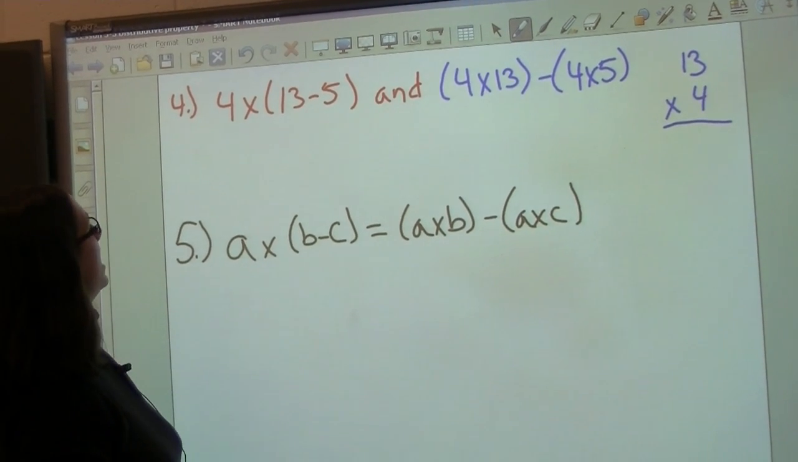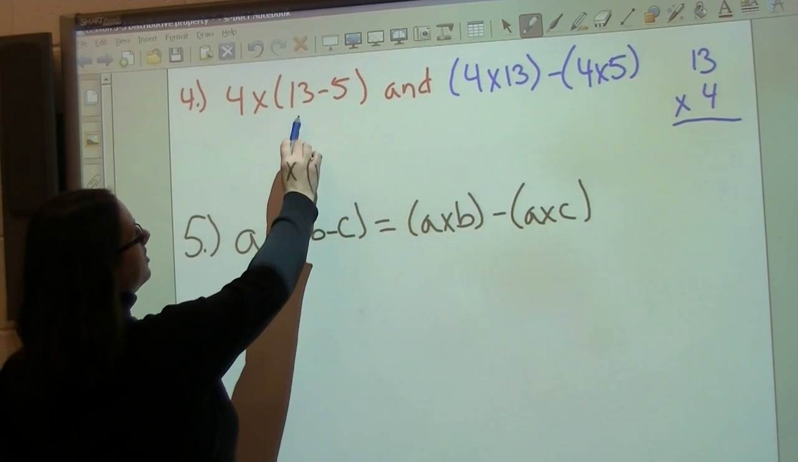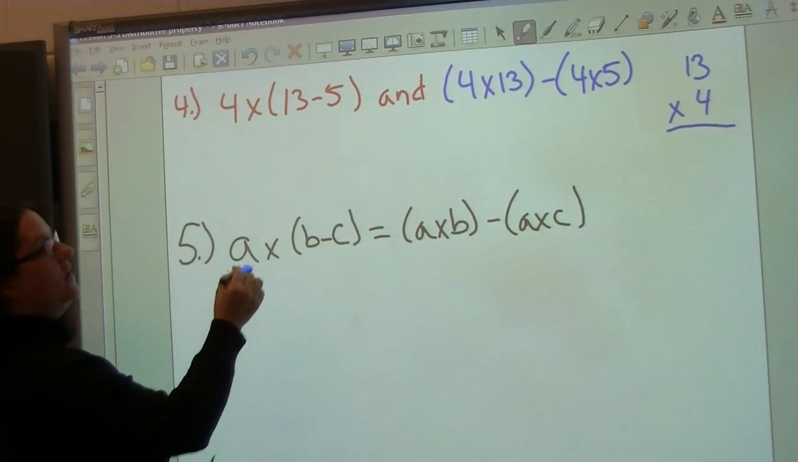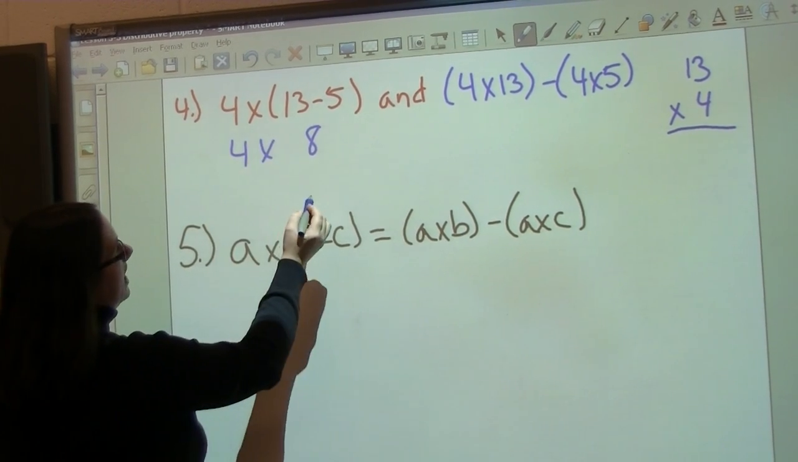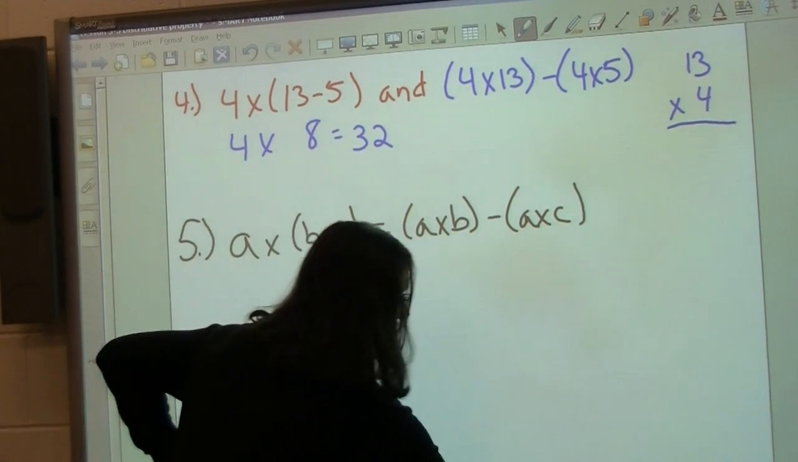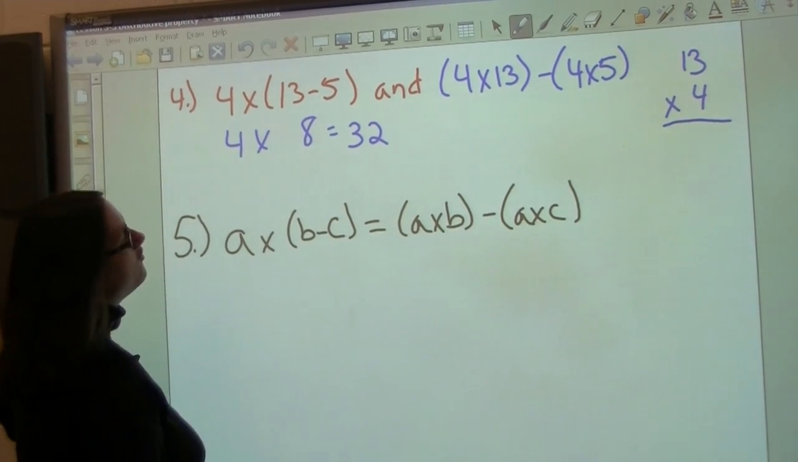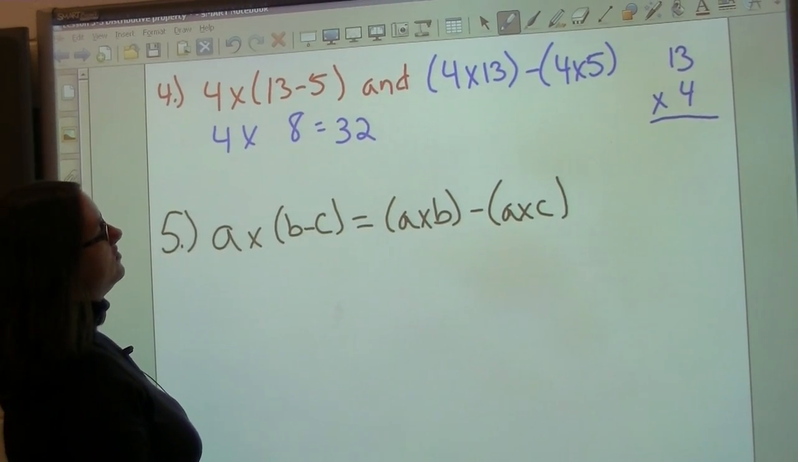We have 4 times 13 minus 5. So let's do what's in parentheses first. What is 13 take away 5? 8. Good. And now we have 4 times 8, which is equal to what? 32. Good. Now our next problem here says 4 times 13 minus 4 times 5.